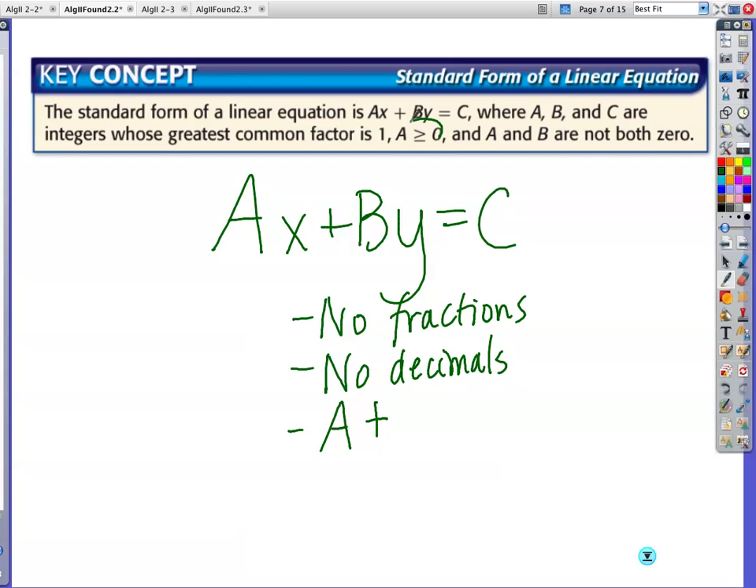And a must be positive, because it says a is greater than or equal to 0. That's our way of saying a must be positive. So you lead in with a positive number right away. A and b are not both 0. It normally looks like this, like 2x plus 3y equals 6. That's kind of a typical standard form.